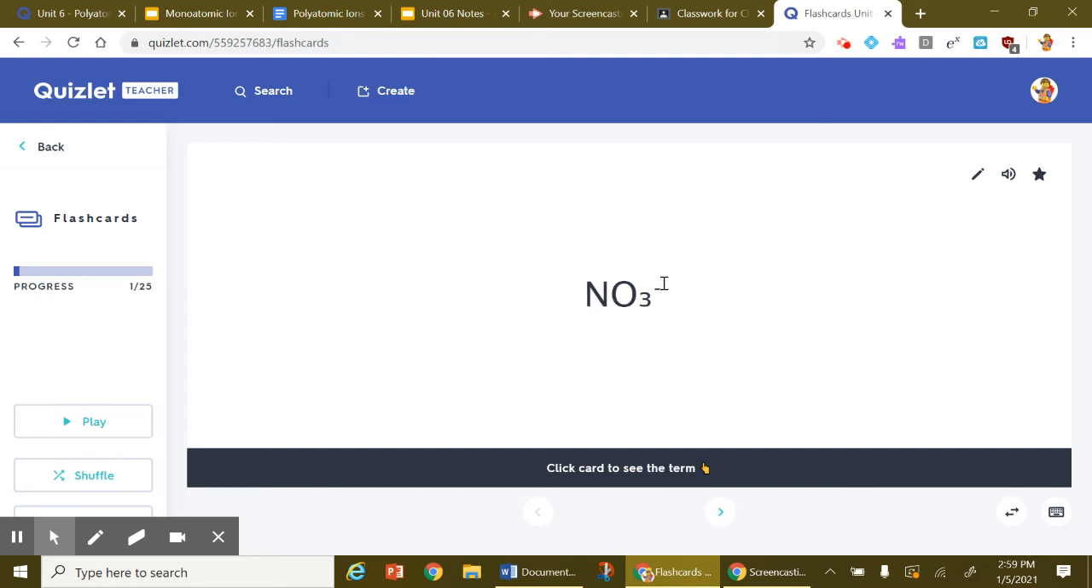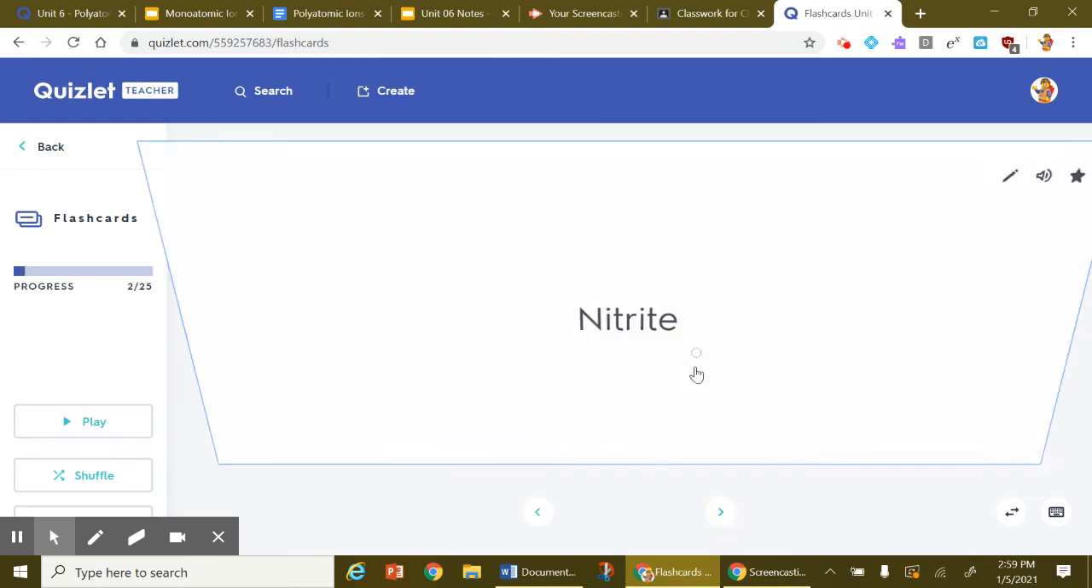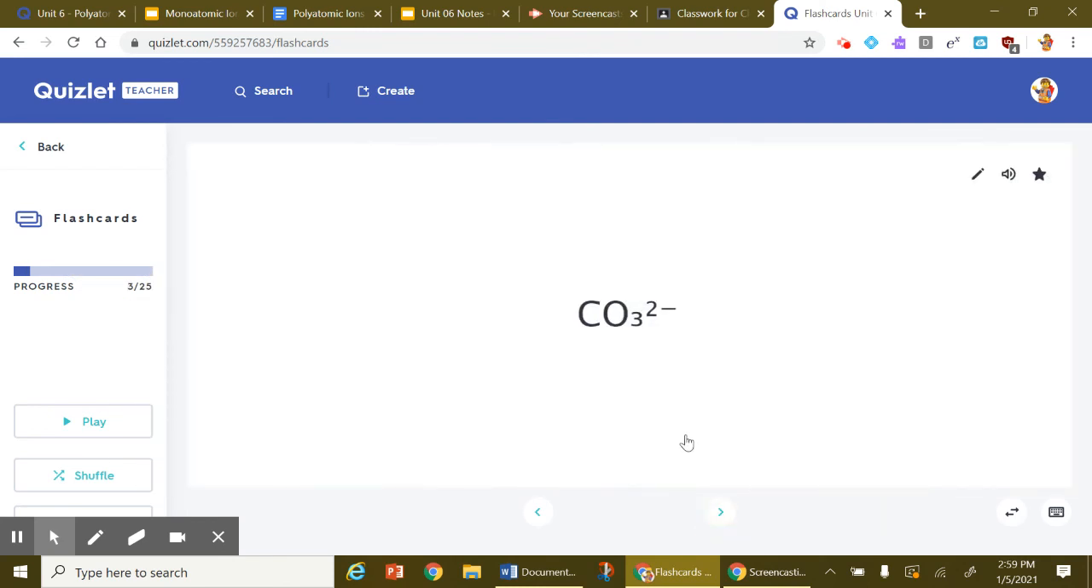What is NO3 with a 1 minus charge? Well, that is nitrate. All right, great. How about NO2 with a 1 minus charge? That's nitrite. What is CO3 with a 2 minus charge? That's carbonate. All right, great. How about hydrogen carbonate? That's HCO3 with a 1 minus charge, okay? And so forth. So just become familiar with this, okay?